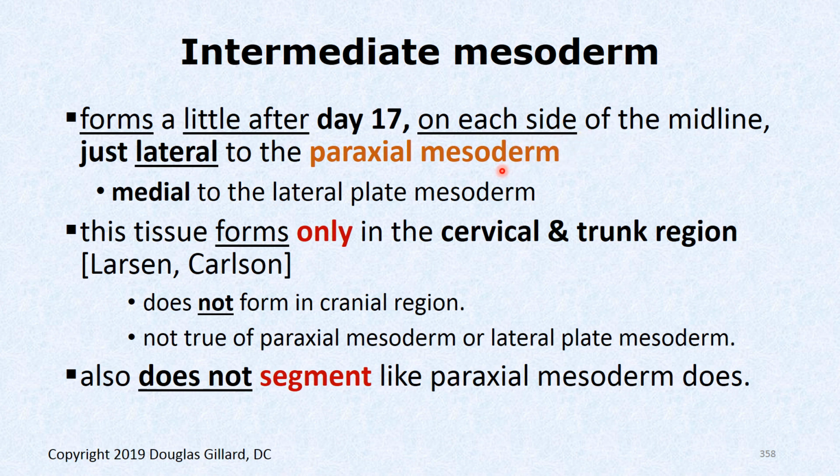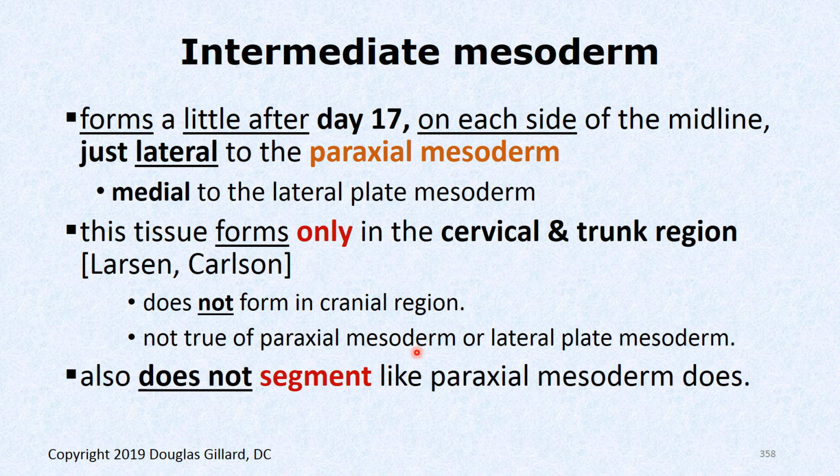Again, it forms on each side, so it's paired. Just medial to lateral plate mesoderm, we said that. This one's a little different because it doesn't form in the cranial region. It only forms in the cervical and the trunk region. Remember, I said the trunk was everything else: thoracic, lumbar, sacral, coccygeal. So both authors confirmed that, double confirmed. So nothing in the cranial region. Not true for paraxial mesoderm or lateral plate mesoderm. They form in the cranial region, cervical region, and trunk.